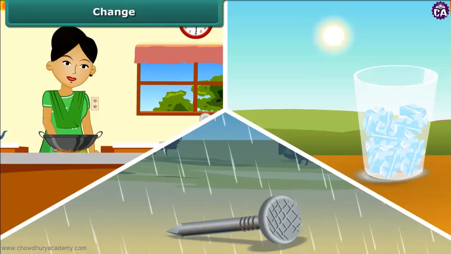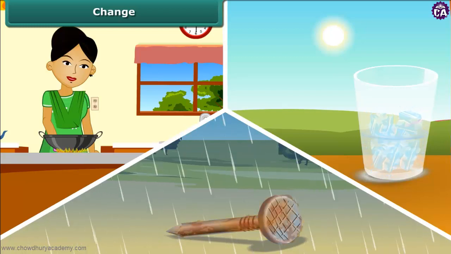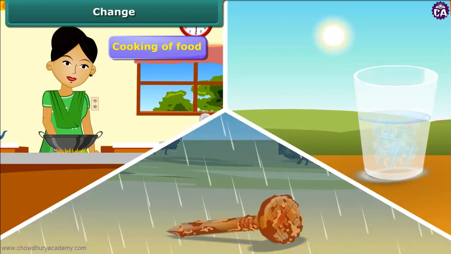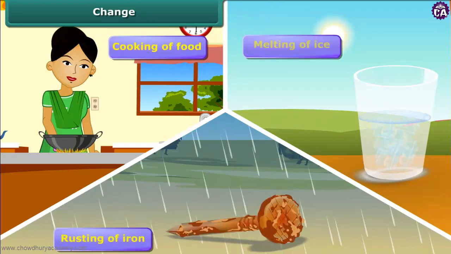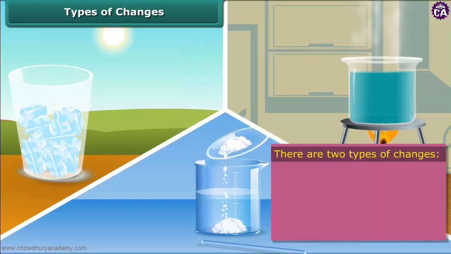We observe many changes. Some examples of changes in our daily life are cooking of food, rusting of iron, melting of ice. Change is a process in which the properties like state, color, shape, size, chemical composition and structure of a substance is altered. Types of changes.